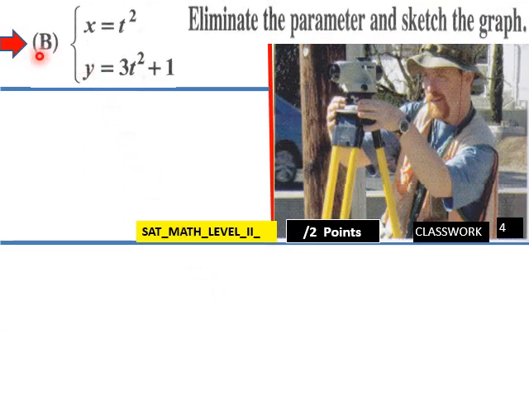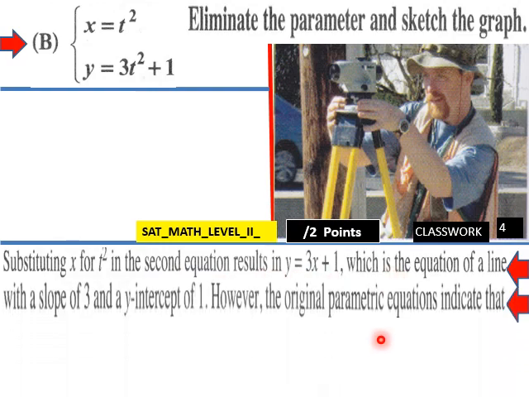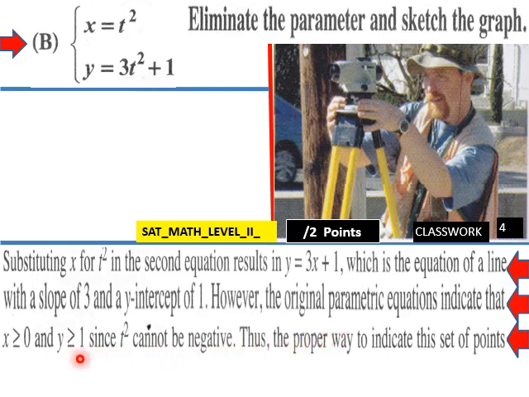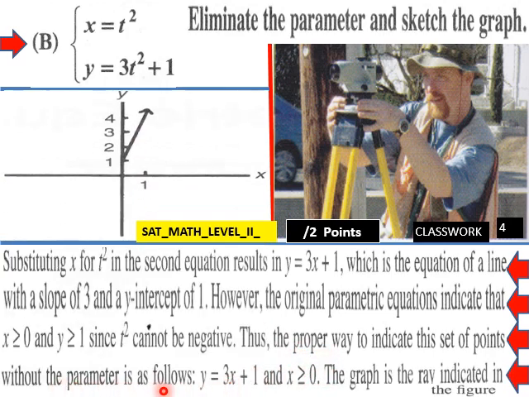For example B here, we have x equals t squared, and y equals 3t squared plus 1. Eliminate the parameter and sketch the graph. Substituting x for t squared in the second equation results in y equals 3x plus 1, which is the equation of a line with a slope of 3 and a y-intercept of 1. However, the original parametric equations indicate that x is greater than or equal to 0 and y is greater than or equal to 1, since t squared cannot be negative. Thus, the proper way to indicate this set of points without the parameter is as follows.